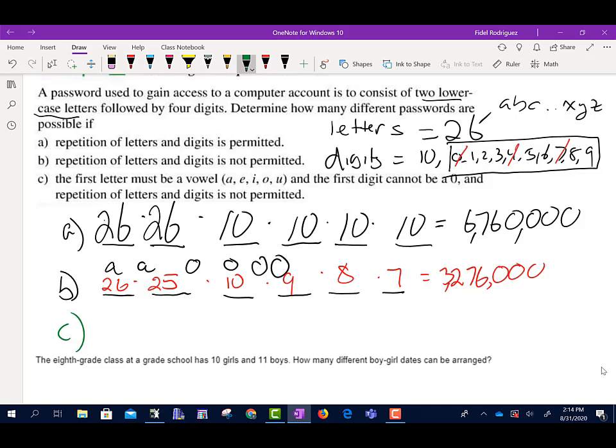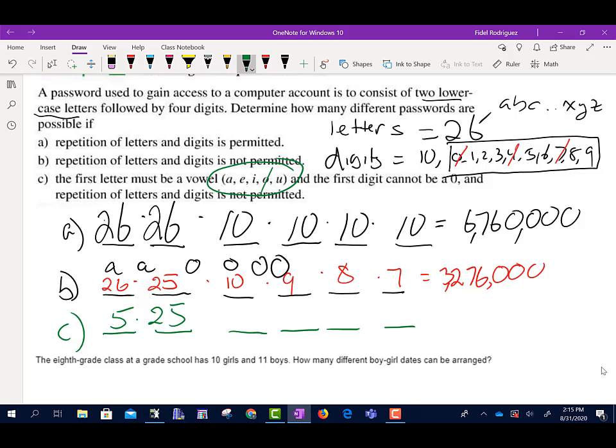Okay, and now let's do part C. Remember, we're still going to have 2 letters and 4 digits. It says the first letter must be a vowel. How many vowels do we have? We have 5 vowels. The first digit cannot be a 0, and repetition of letters and digits is not permitted. So I cannot repeat my letters and I cannot repeat my digits. If I have to use a vowel, suppose I used the letter O. Now, how many letters can I choose from? Well, I've already chosen one, so now I only have 25 letters to choose from.